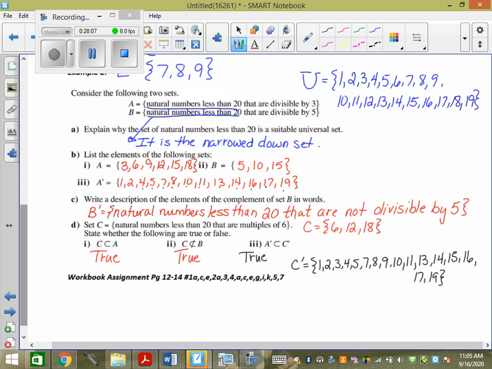Is not C a subset of not A? No, because not C has more stuff than not A, right? I'm going to hand out this, and you're going to do these questions.